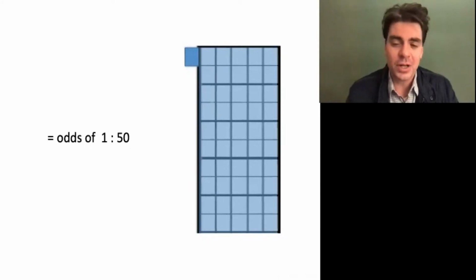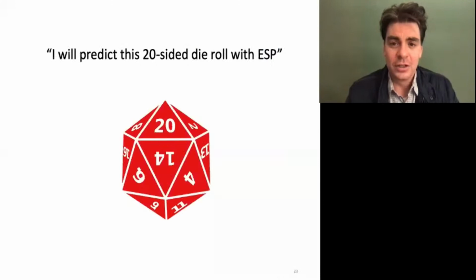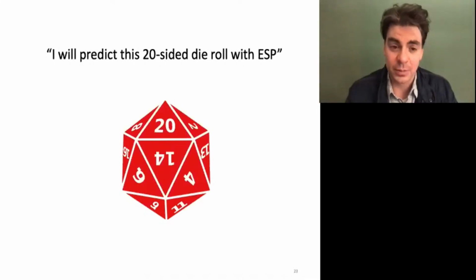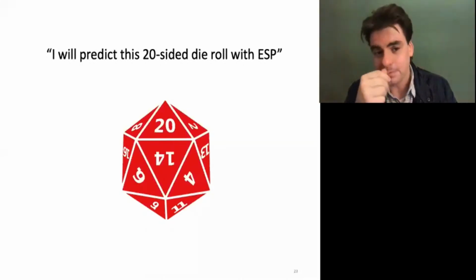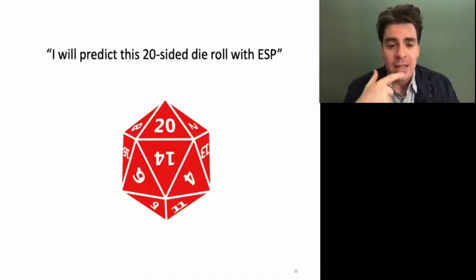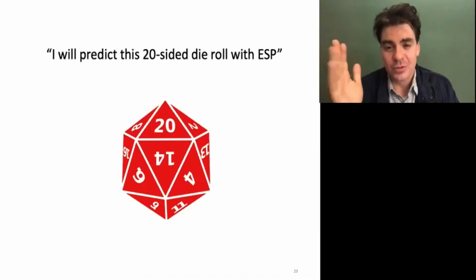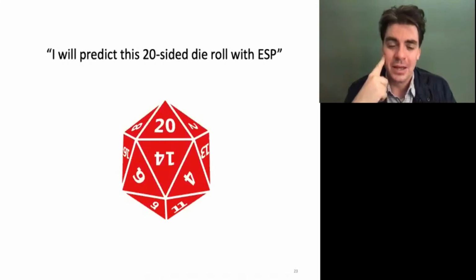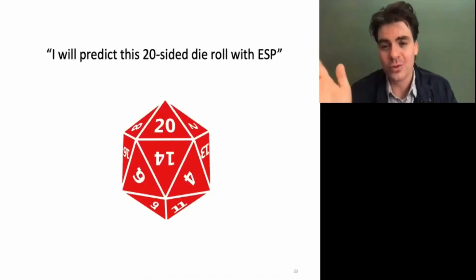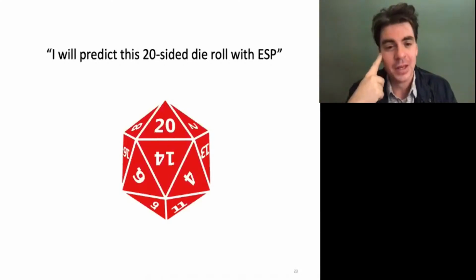So now I just want to introduce one more type of case. This is one where you don't have a statistical basis for your prior, you just have a kind of theoretical basis for the prior, but it's still really important. So suppose I say to you, I'm going to predict this 20-sided die roll with my ESP, and my ESP is perfect, I'm going to get it right. And you know it's a fair die, I use one of your dice. I say it's going to come up 14, and I roll, and it comes up 14, and then I leave. So there's no further way to evaluate me. What should you think about whether I have ESP?